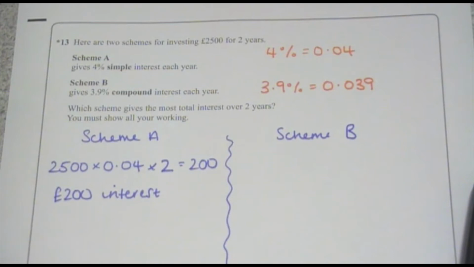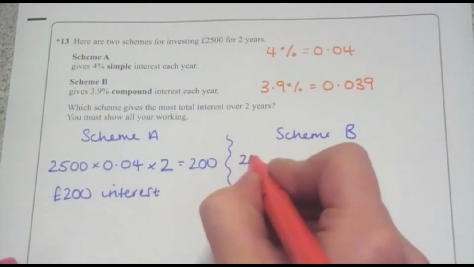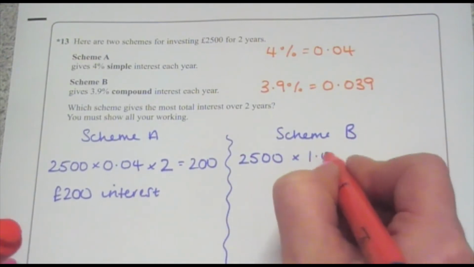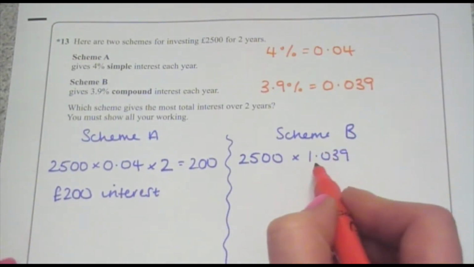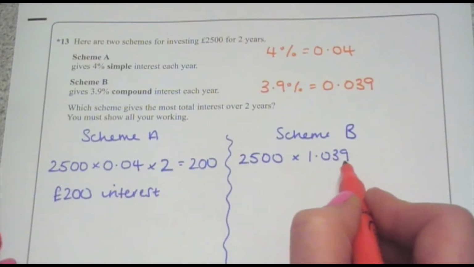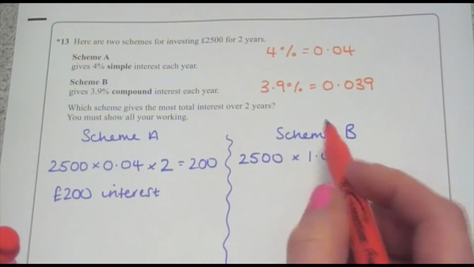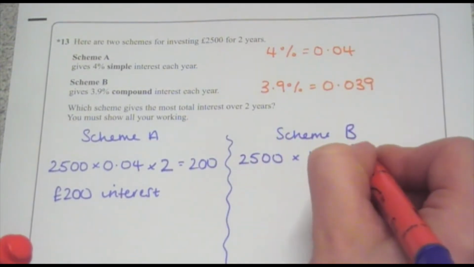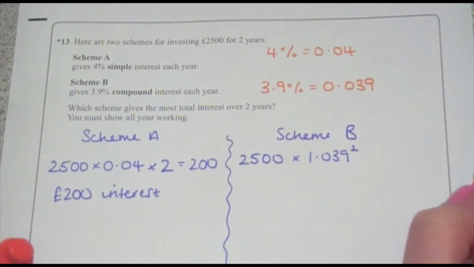Now to calculate the interest after the 2 years, I'm going to take my original amount and multiply it by 1.039 because I want 103.9%. Now I want it over 2 years. At the moment I'm only getting it over 1. I want it over 2 years, so I need to take this to the power of 2 as it is compound interest.